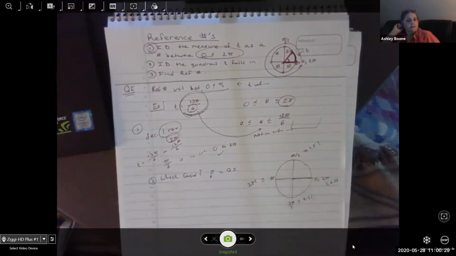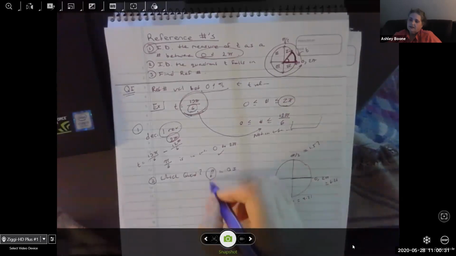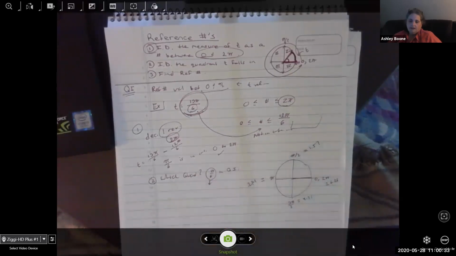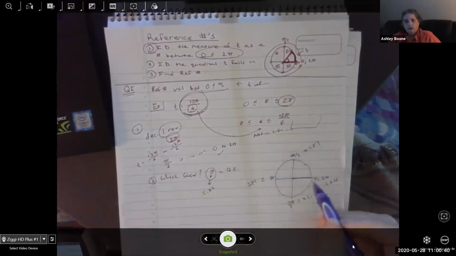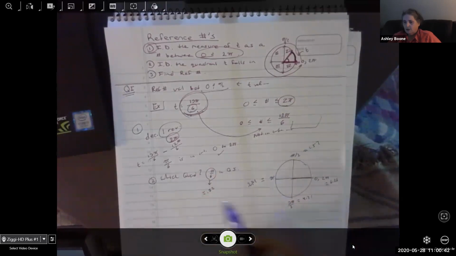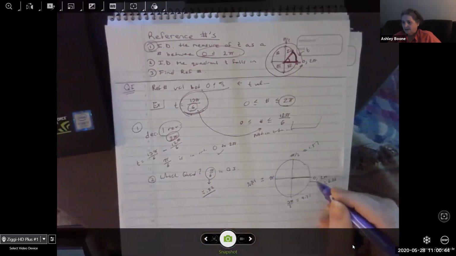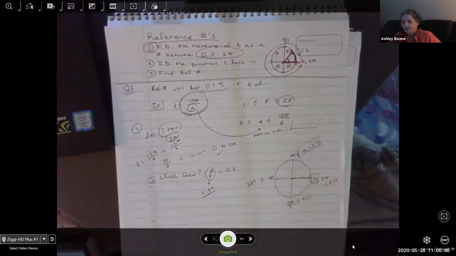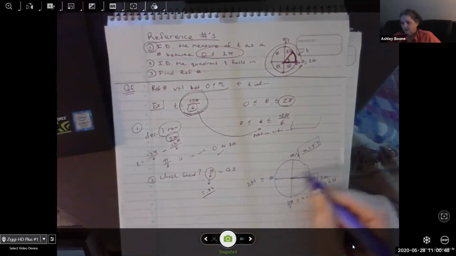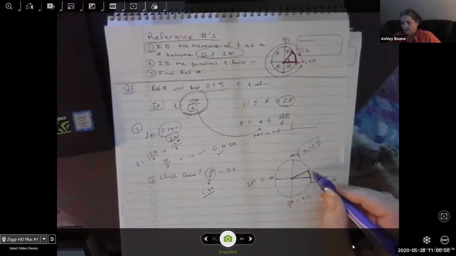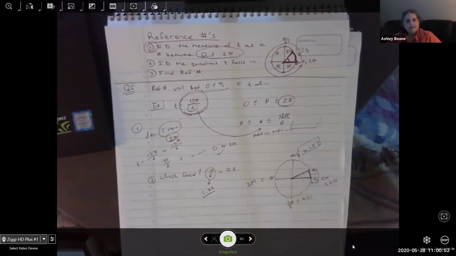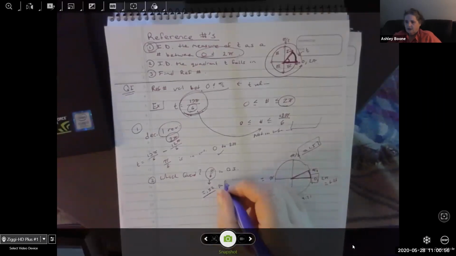So when we look at this, what about pi over 6? Pi over 6 is approximately 0.52. So if you look with these numbers, 0.52 is between 0 and 1.57. It's somewhere down in here, okay? So pi over 6 is somewhere down in here. It's in the first quadrant. This is in quadrant 1.